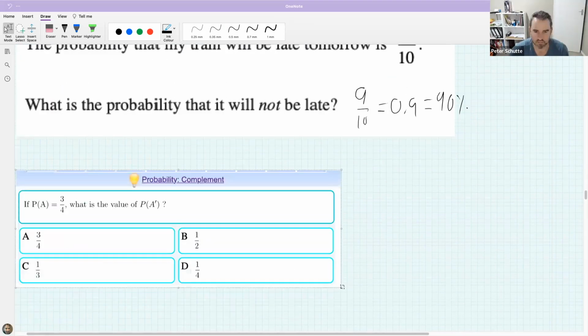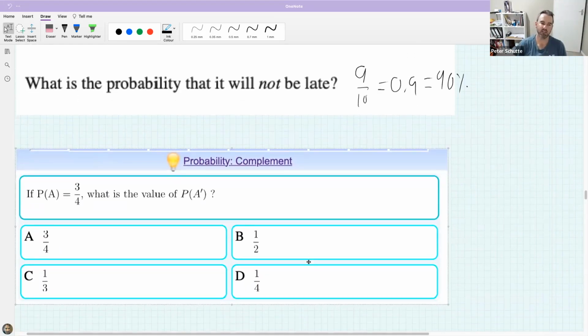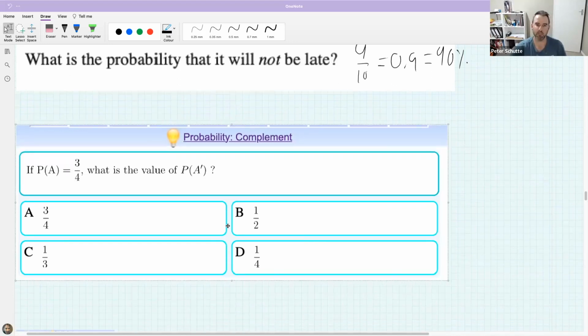So if I tell you the probability of an event A occurring is 3 out of 4, what is the probability of A dash, or the complementary event of A occurring?